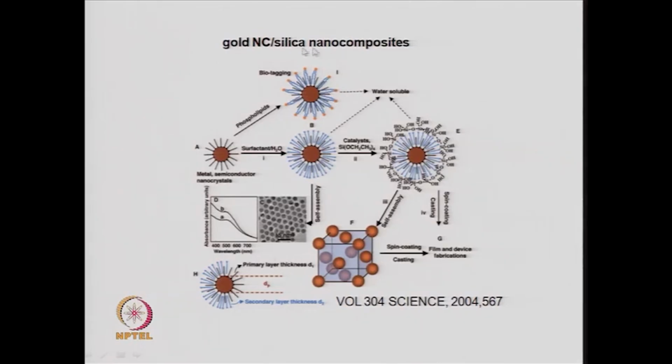So, you can make gold silica nanocomposites by several methods, and so the primary layer is the gold which has a particular thickness dP, and then you have a secondary layer which has a thickness dz. So, these thicknesses define the thickness of the core and the shell if it forms like a core shell, but you can make not only core shell particles, you can also make simple nanocomposites of gold and silica.